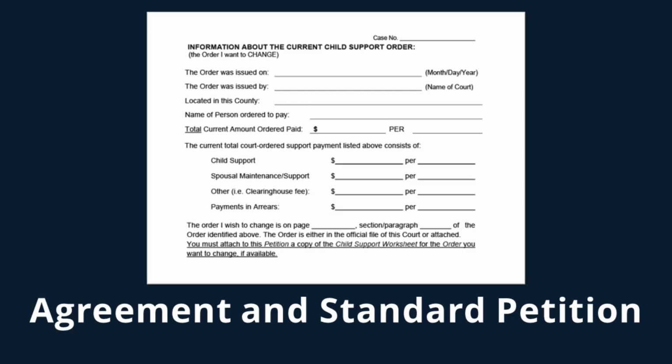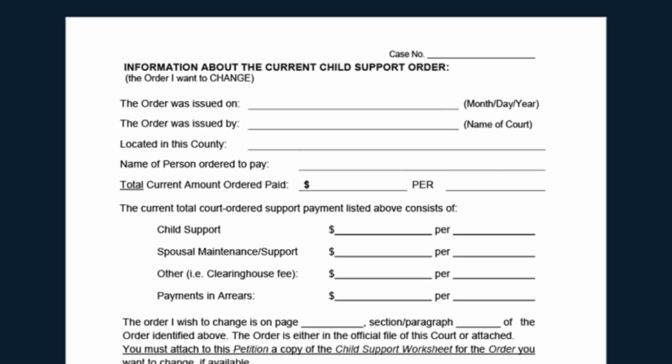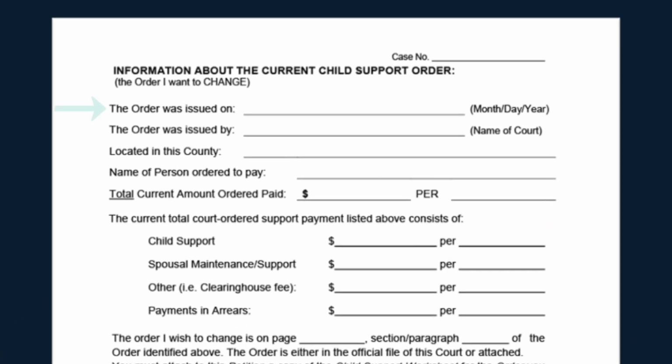On the agreement and standard petition, you must complete this section in its entirety. There are similar fields on the specified petition. Order issued on means the date of the current order you wish to change. Order issued by means the name of the court. If it's our court, write Superior Court. For located in this county, if it's our court, write Maricopa. And total current is the total from the amounts you list below.